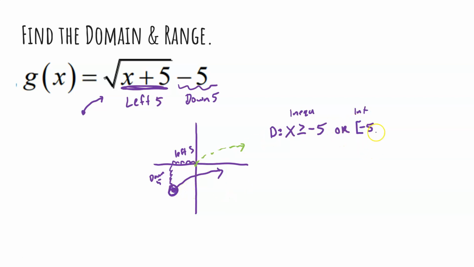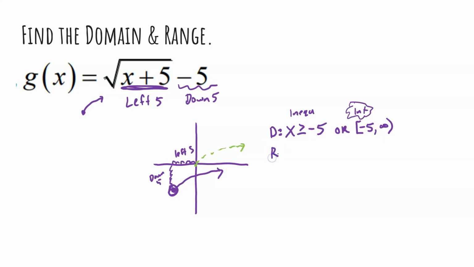So remember, that's a bracket. If it goes on forever, it goes to infinity. Okay? So these would be the two different answers. Again, I believe Pearson asks for interval notation more often now, but either one. If it asks for inequality, give the first one. If it asks for interval, give the second one.